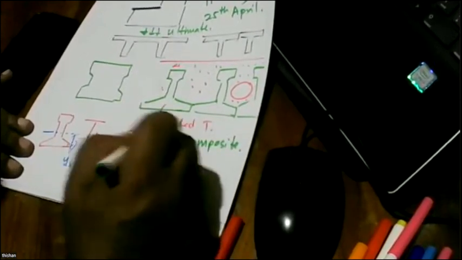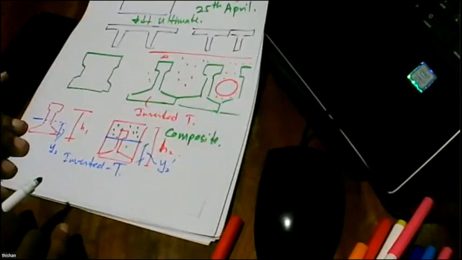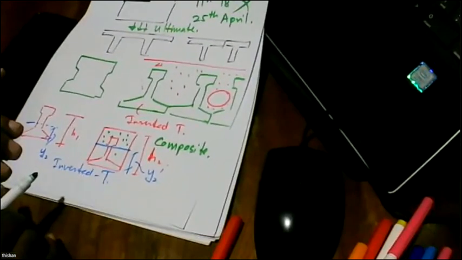This is called composite, because we have laid concrete that was cast later, but that is also contributing to carry the load. So this is called composite construction. We'll talk more about composite construction from 25th onwards.